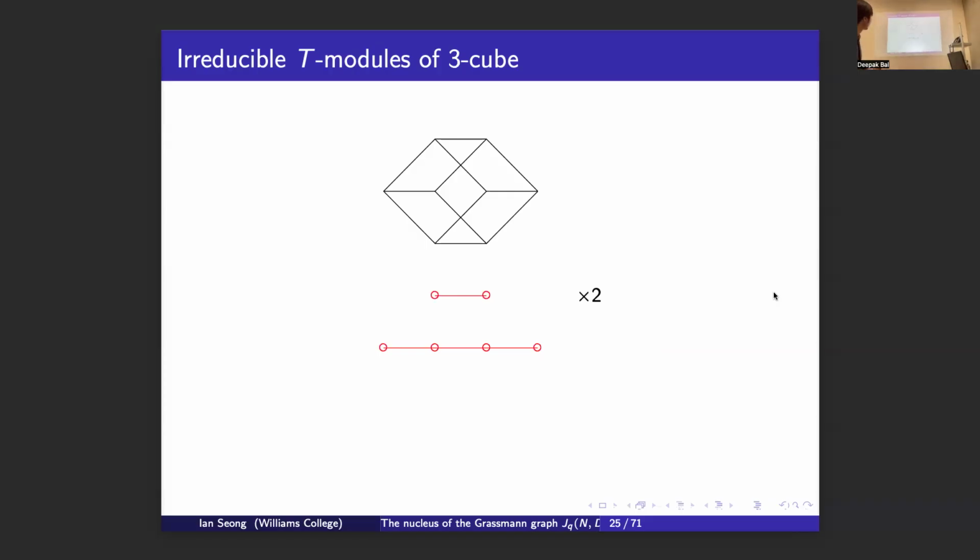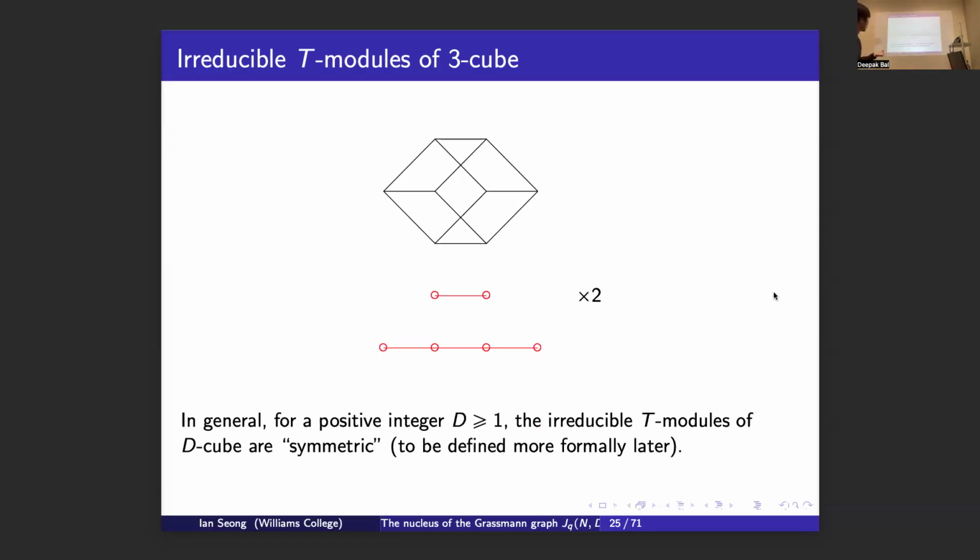Okay, so now the question is, are they always symmetric? Now, here's a fact. For any D cube, for a positive integer D, the irreducible T modules of a D cube are always symmetric. Now, we haven't actually defined what symmetric means, we've only seen it visually, but later we're going to define more formally what the symmetry means. But I guess the moral of the story is for the cubes, we see that the irreducible T modules are going to be bang in the middle.